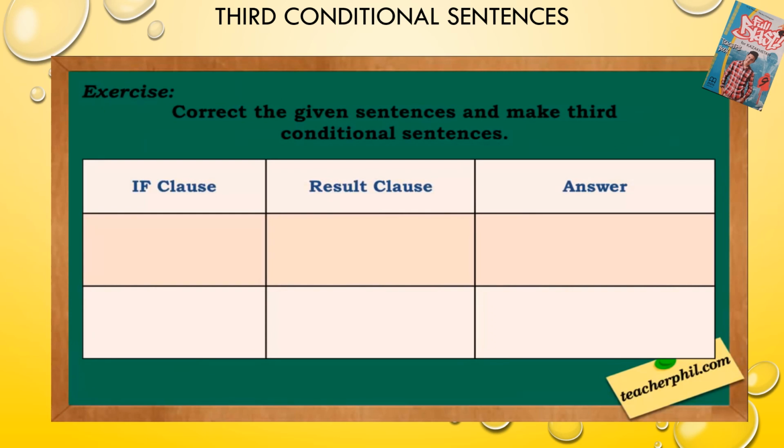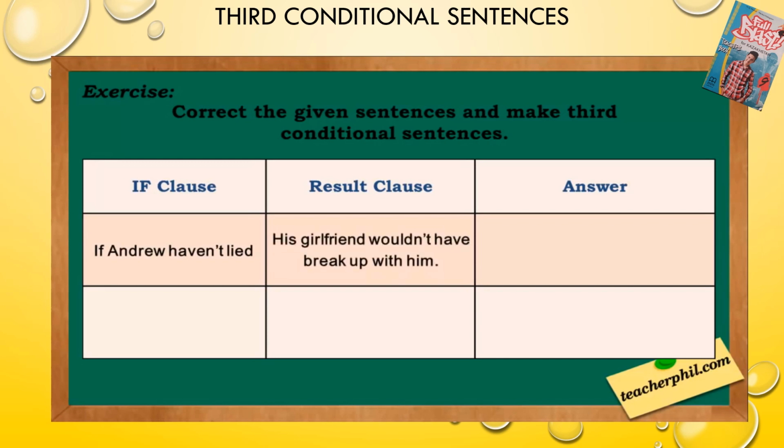For our exercise, correct the given sentences and make third conditional sentences. The first one, if Andrew hadn't lied, his girlfriend wouldn't have broken up with him.